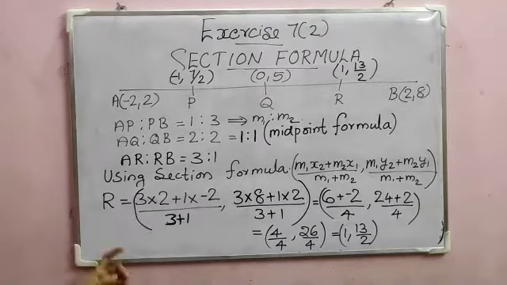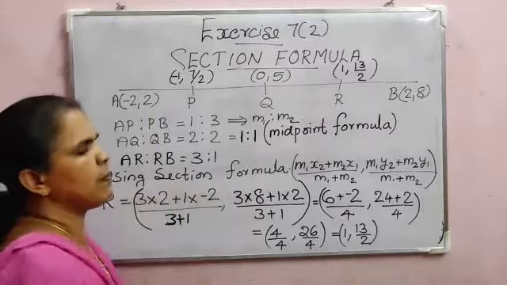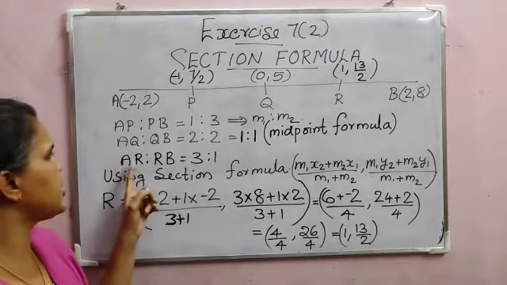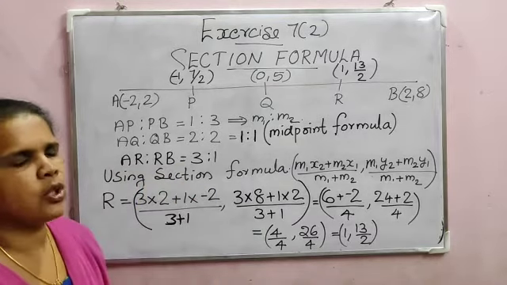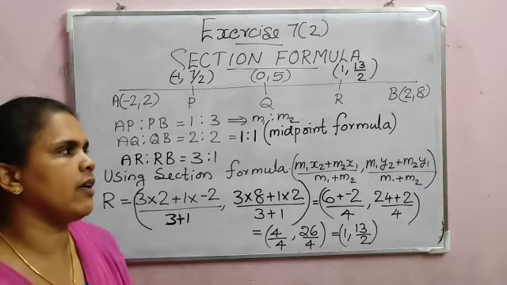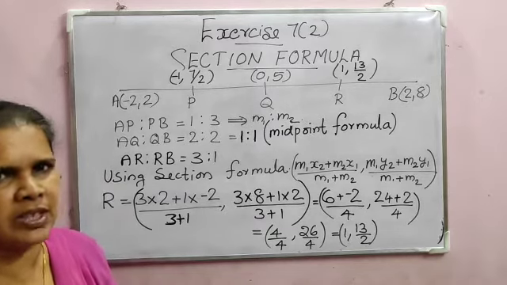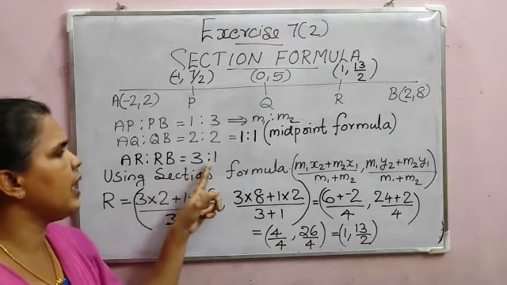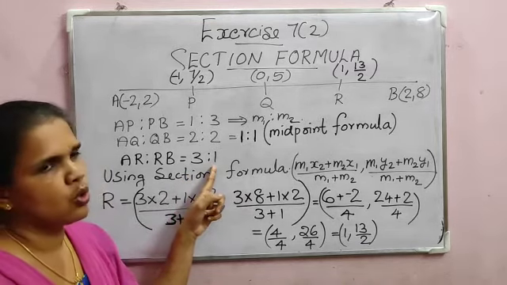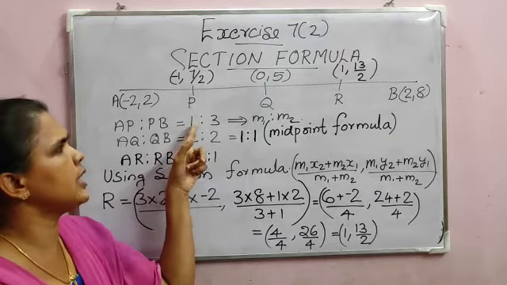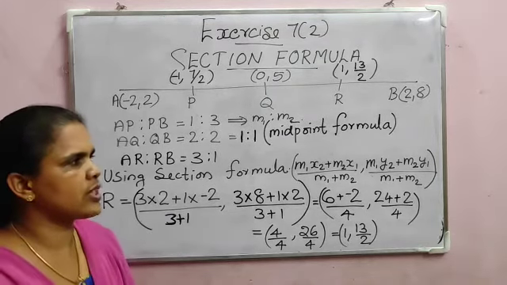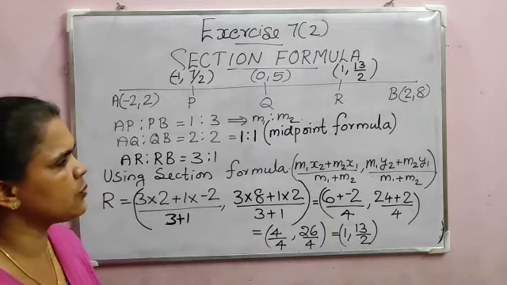Okay, next point R. From A to R, how many parts? There are 3 parts, and from R to B there is only one part. So the ratio AR is to RB is equal to 3 is to 1. Here also we can apply the section formula: (m1 x2 plus m2 x1) by (m1 plus m2), comma (m1 y2 plus m2 y1) by (m1 plus m2). So what is m1? m1 is 3 and m2 is 1. In this case we use m1 as 3 and m2 as 1. In the first case, m1 was 1 and m2 was 3. So we can apply the values of m1 and m2 and also x1, y1, x2, y2 in this formula.